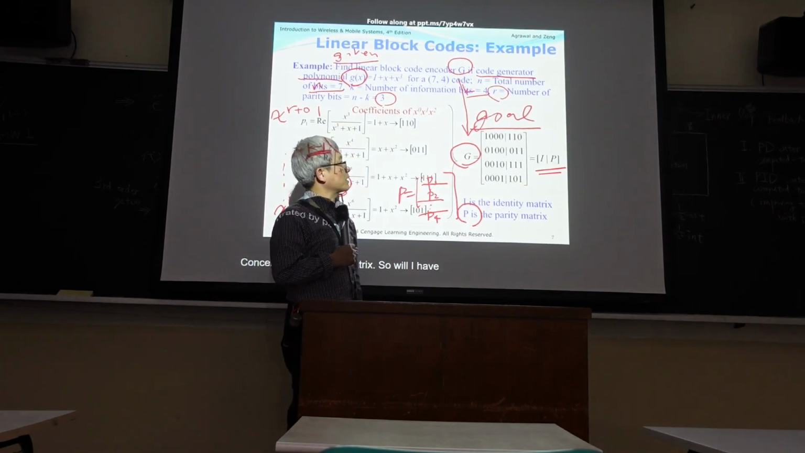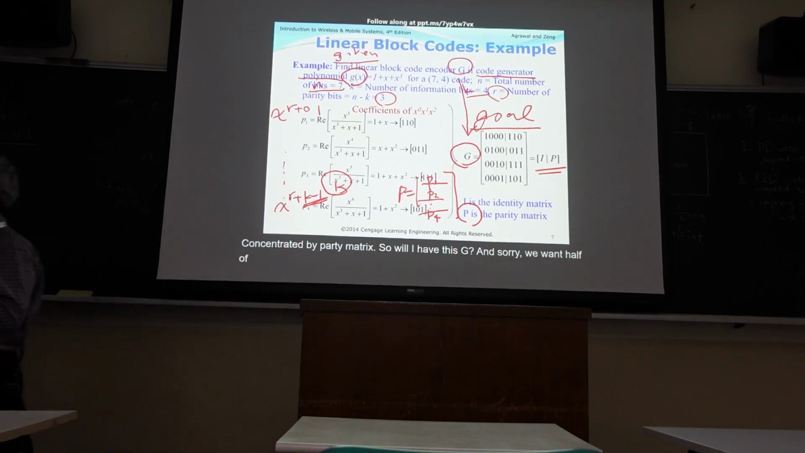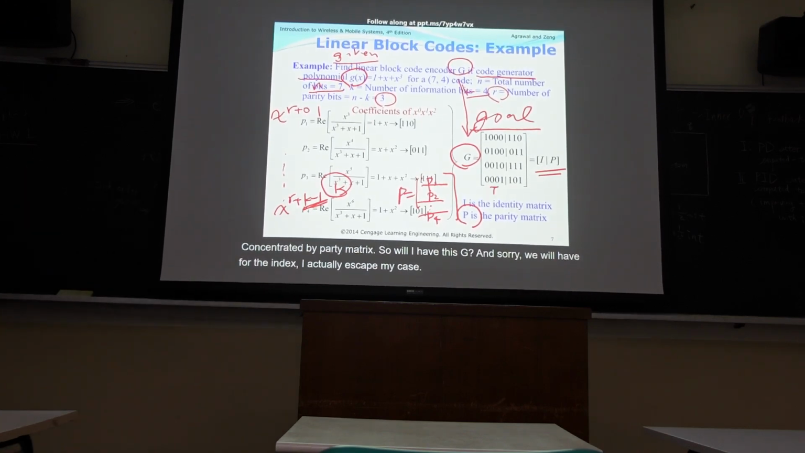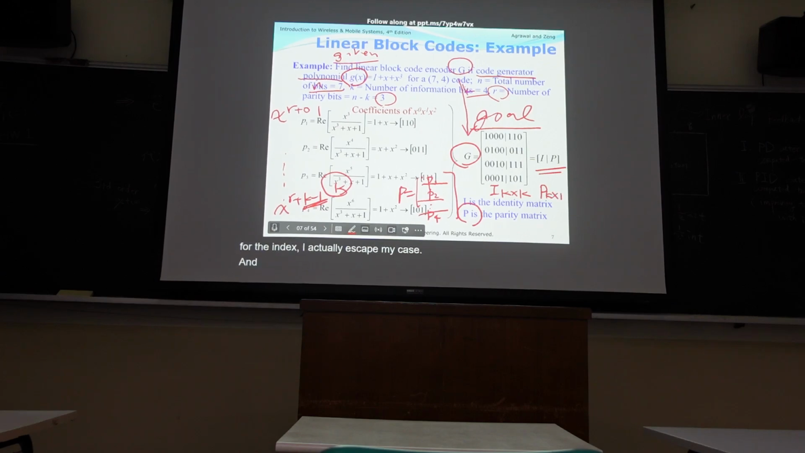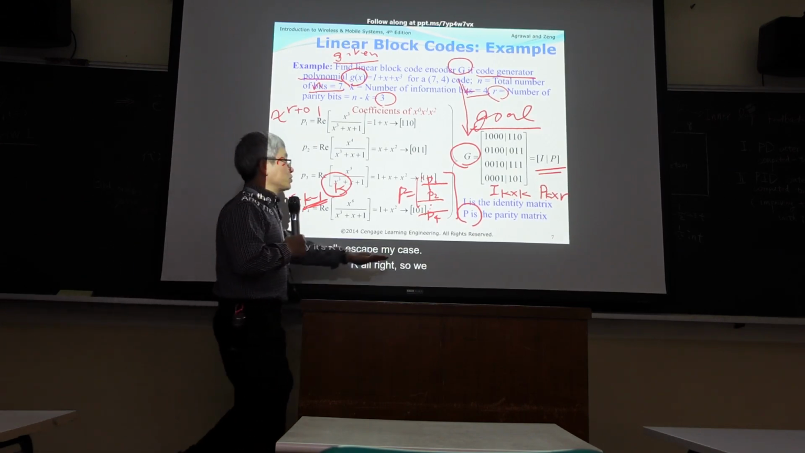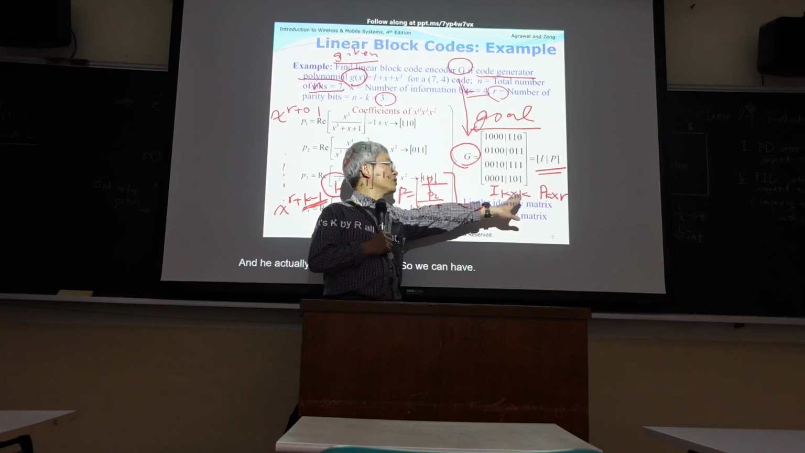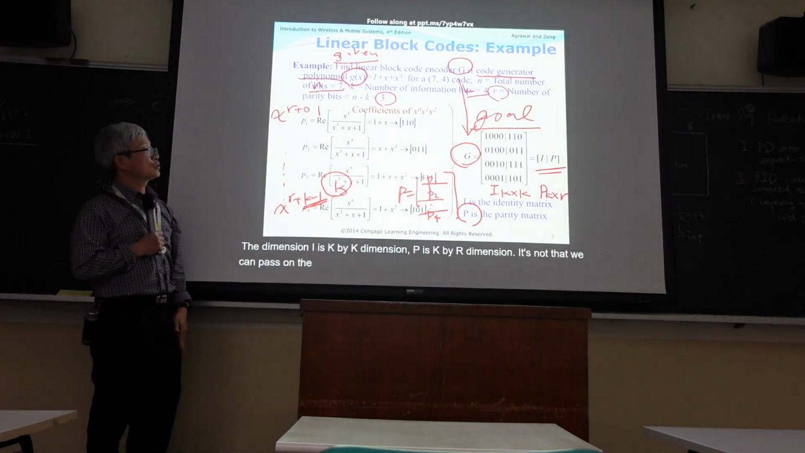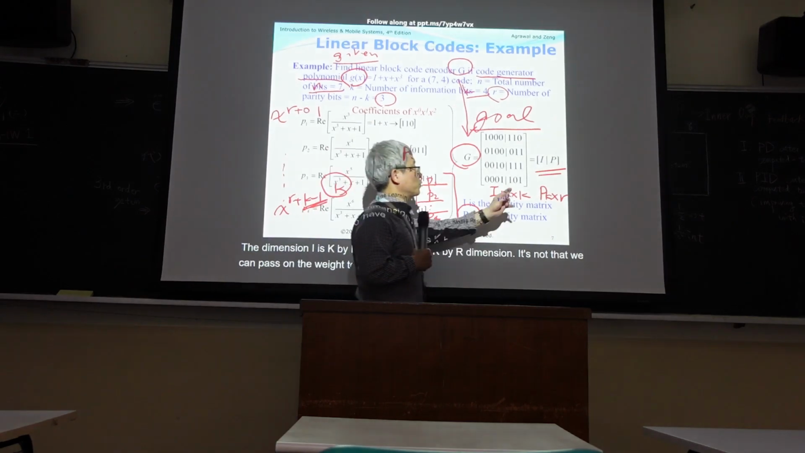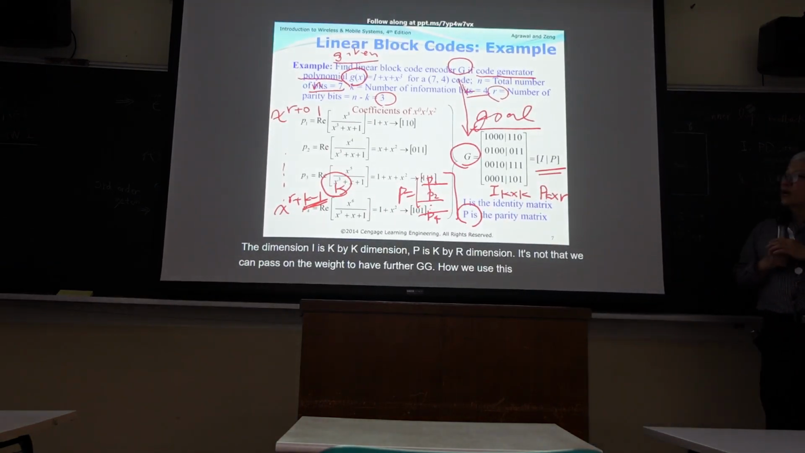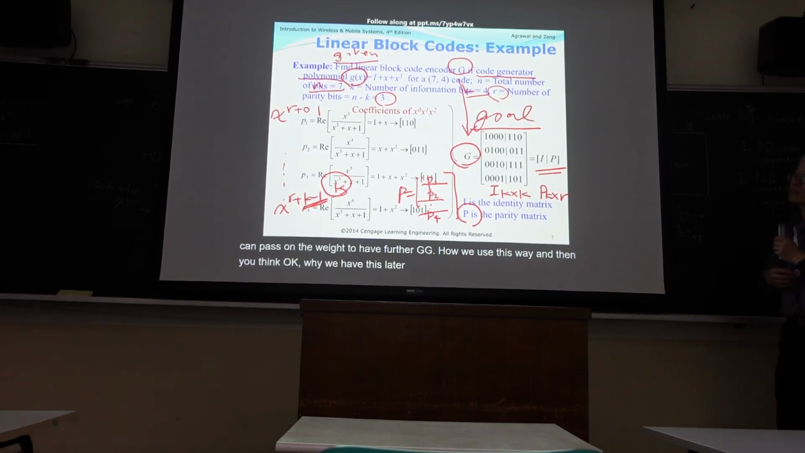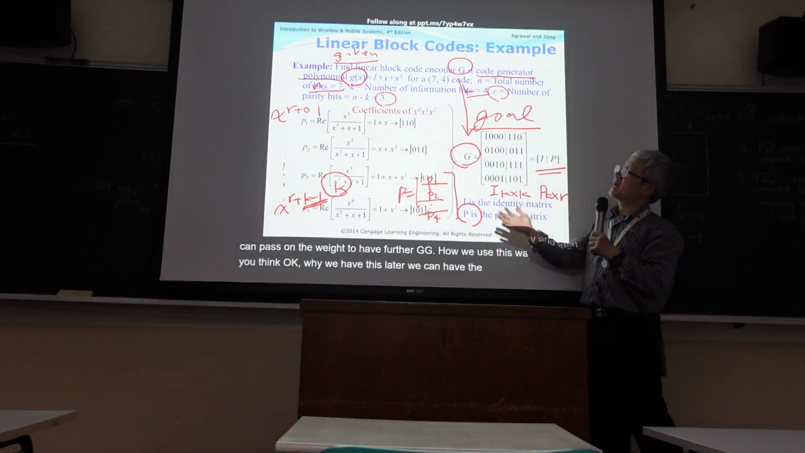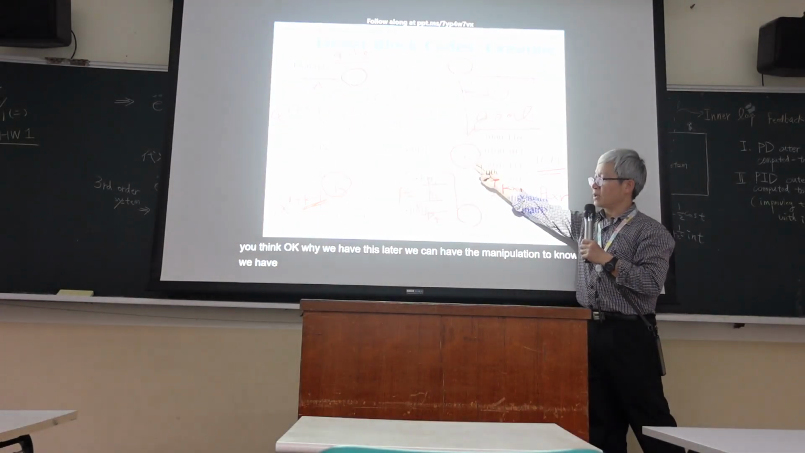And so the identity matrix I is actually k by k, and P actually is k by r. Alright, so we can have the dimensions: I is k by k, P is k by r. And so we can find the way to have the G. In fact, we use this way. And maybe you think, okay, why do we have this? Later we can have the manipulation, given the distribution, so that we can have the G.